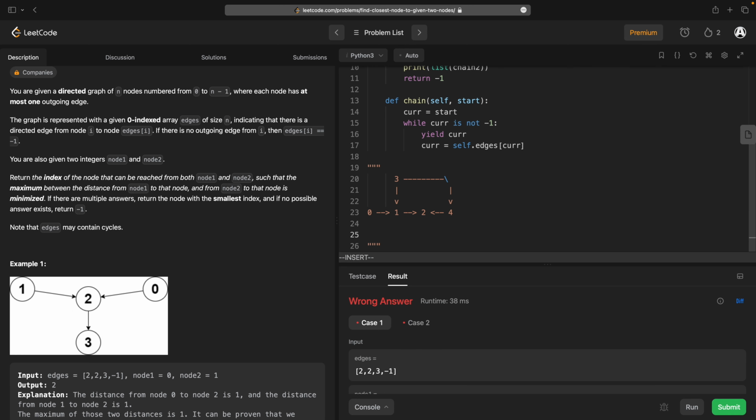So if we're going from 3... no. This isn't right because this isn't allowed to do this. We can only have at most one outgoing arrow.